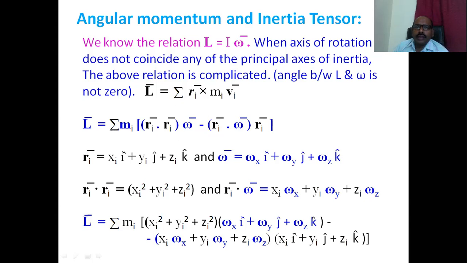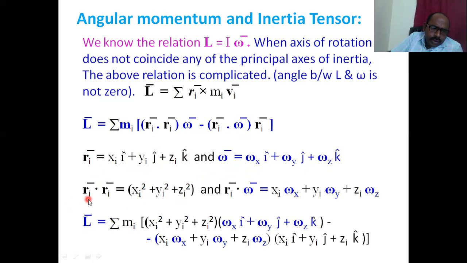So we are getting this relation here, what we are seeing here. Now r is the position vector. We write r bar as x i i cap plus y i j cap plus z i k cap. Similarly, the angular velocity vector omega bar is equal to omega x i cap plus omega y j cap plus omega z k cap. Okay, this is written here.